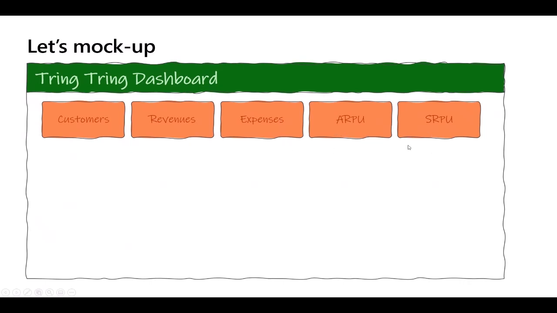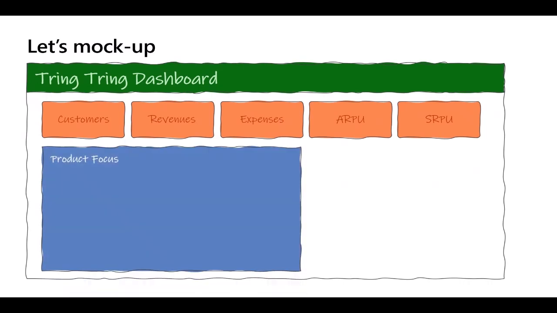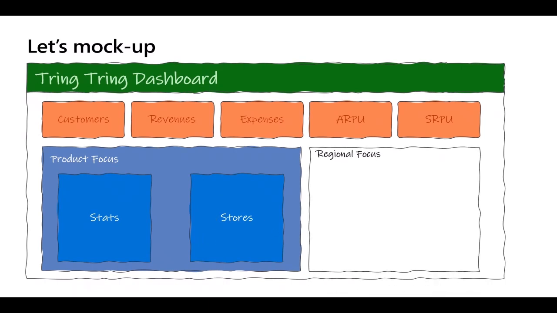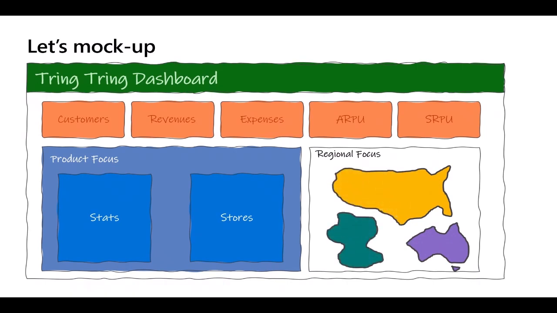And we will have some derived metrics. These are quite standard in service businesses like average revenue per user, ARPU, and then service requests per user, so that we could see those trends as well. And we want to have some sort of product focus where we could explore some overall statistics and trends by products, and then look at the best performing stores for new customers. And maybe even a regional focus where we are looking at trends by geographical regions of US and Germany and Australia. So that's how our dashboard could look like.